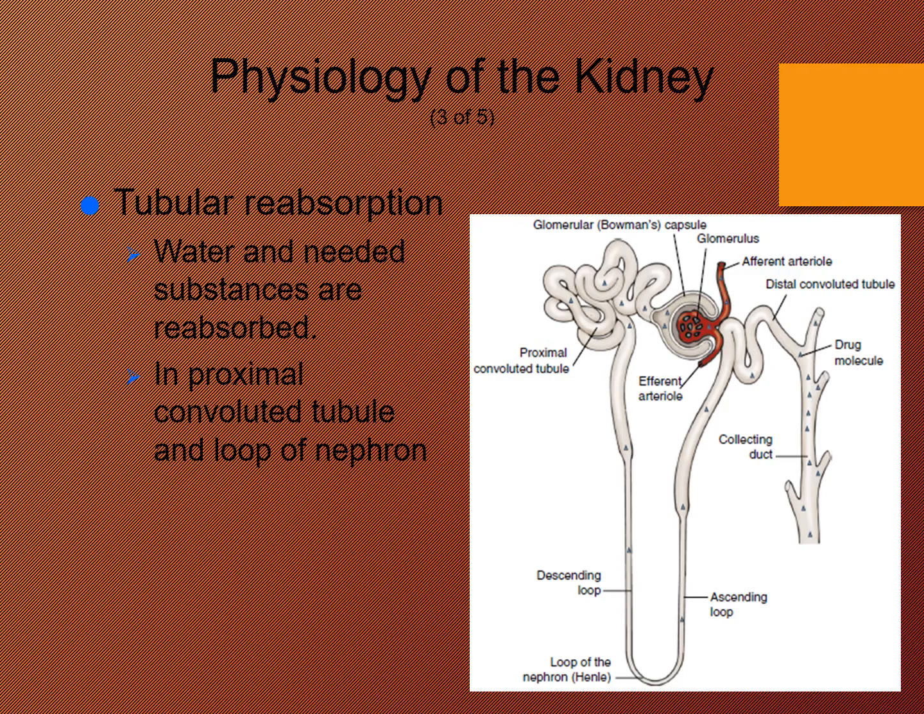Tubular reabsorption is the process by which specific amounts of water and other needed substances are taken back up by the body. So this is going to occur in the proximal convoluted tubule and the ascending and descending limbs of the nephron's loop, which are also called the loop of Henle.